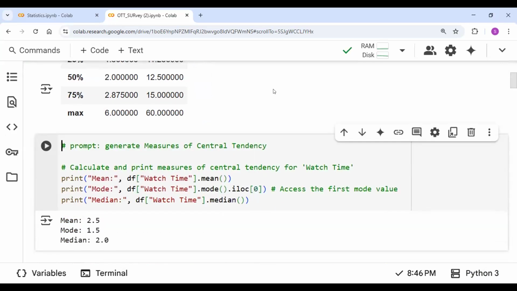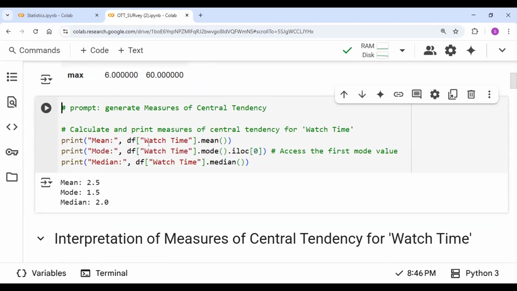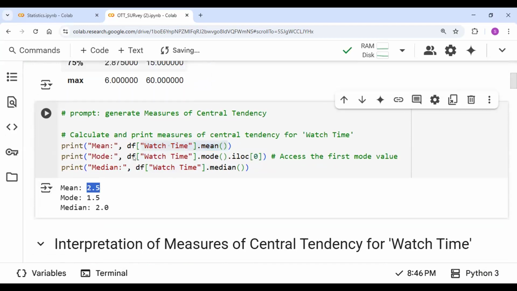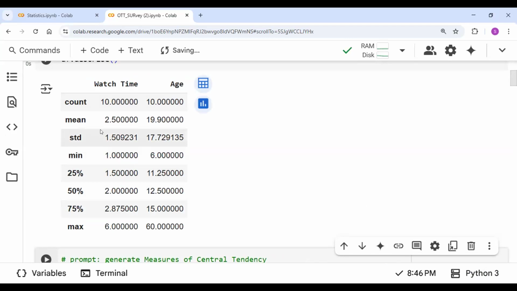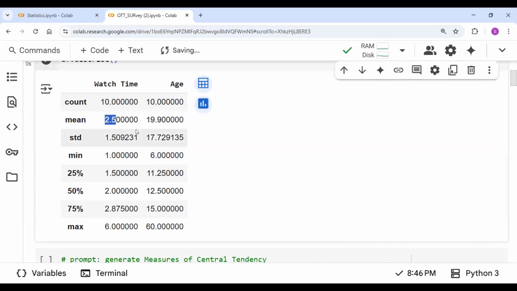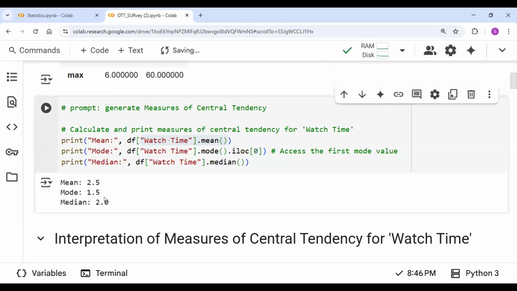Okay, guys. If you identify the mean for the watch time, what is the mean for the watch time? You're getting 2.5, right? So watch time mean is 2.5, and the mean and median are not equal. According to the watch time, it is slightly deviated. It's not highly deviated, like 2.5, right? Both are not the same. Some deviations are there, right?